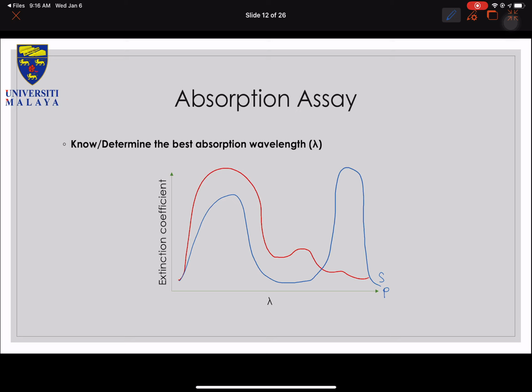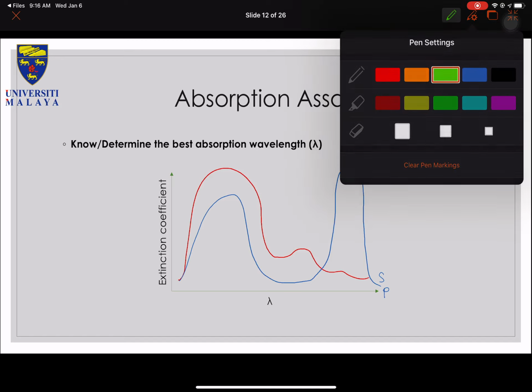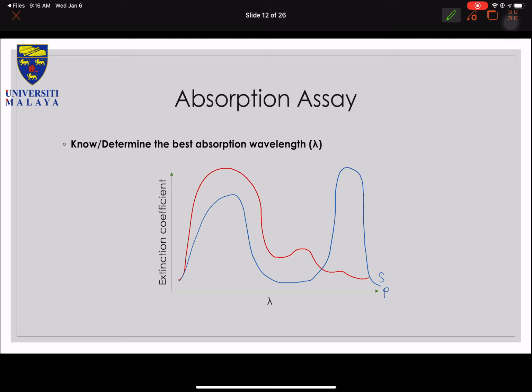But sometimes what you might see is that the substrate does not absorb light at the UV-vis wavelength, but the product does. So you can just use any wavelength, that's for sure. But in cases where you have a substrate and a product whereby both have some similarities in the wavelength that they absorb, then of course you need to be very careful in selecting the proper wavelength. So in this case, if you were to select a wavelength over here, then it will not be good, because both product and the substrate absorb light at the same wavelength.